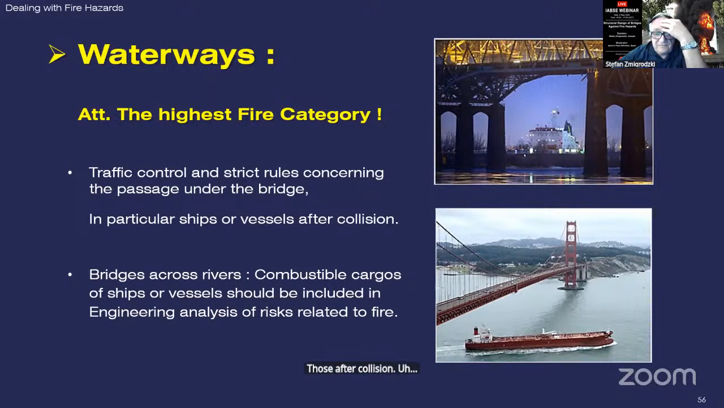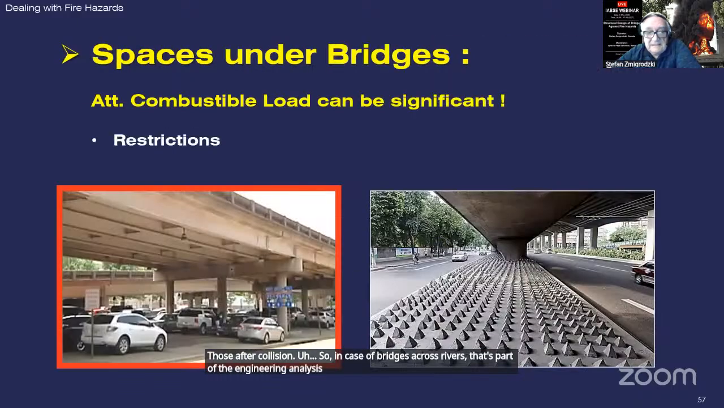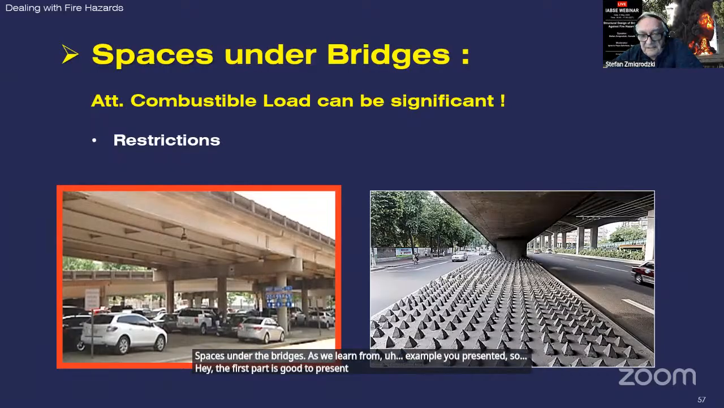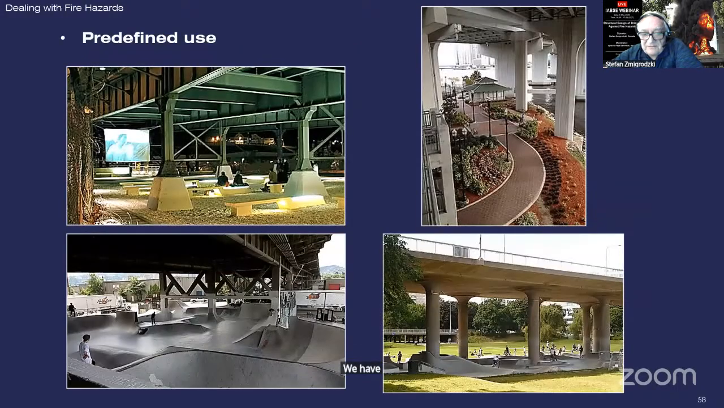So in the case of bridges across rivers, that's part of the engineering analysis. Spaces under bridges, as we learned from the example you presented in the first part, as Kurt represented, could be important in terms of impact. So how do we deal with this? You see here the bad example on the left side and the good example on the right side. We also have cases where the spaces are used for public use.